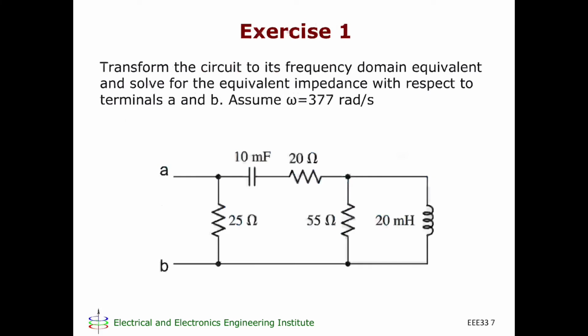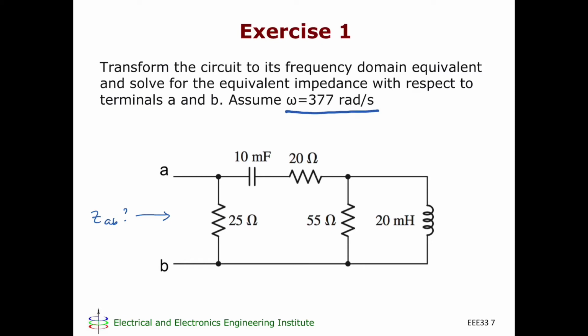Let's do an exercise. I'm given the circuit shown. This is shown in the time domain. I want to convert it to its frequency domain equivalent, and I want to be able to solve for the equivalent impedance with respect to terminals A and B. So I want to solve for Z_AB. And we are given omega, which is equal to 377 radians per second.